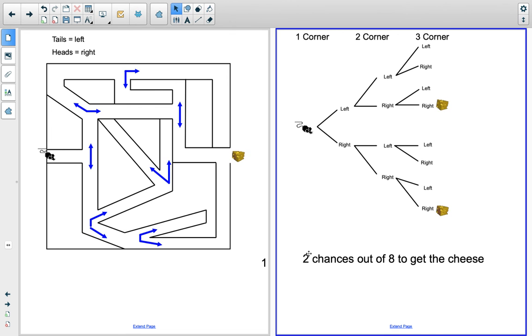Actually, strangely enough, it's the same probability as our coin trick. Our coin trick was 1 out of 4. 2 out of 8 is the same as 1 out of 4. They're both a 25% chance. So interestingly enough, that's the chance of him getting the cheese. These are called probability trees.